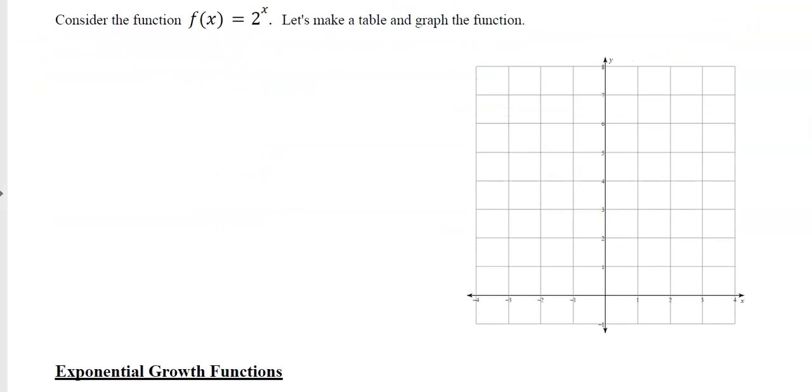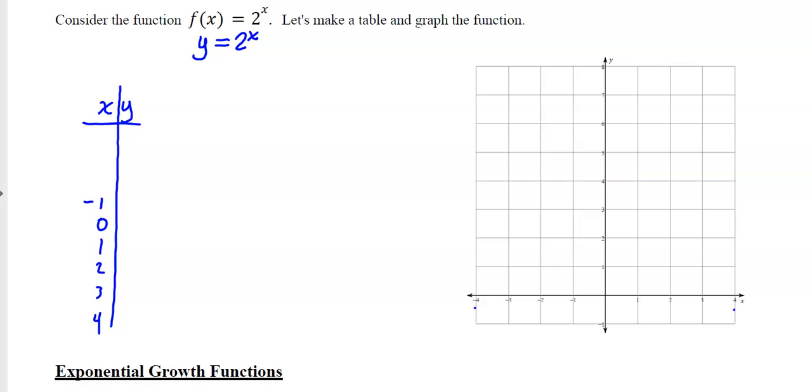It says, consider the function f of x equals 2 to the x power. Make a table and graph it. So let's just get an idea of what this thing may look like. I'm just going to treat f of x as y, and I'm going to make my table. Since our grid over here goes from positive 4 all the way to negative 4, I'm going to put 0 in the middle, go up to positive 4, and then go to negative 4. Let's start with 0 and see what we get.